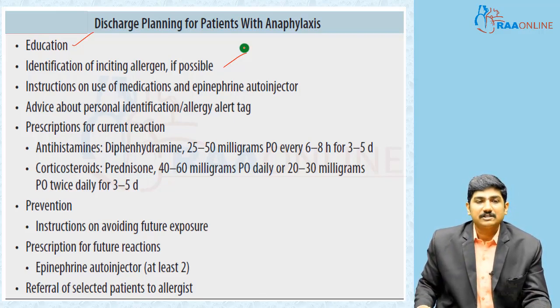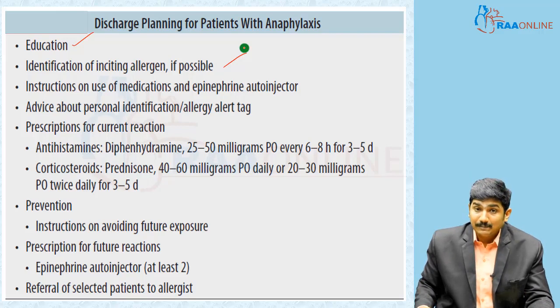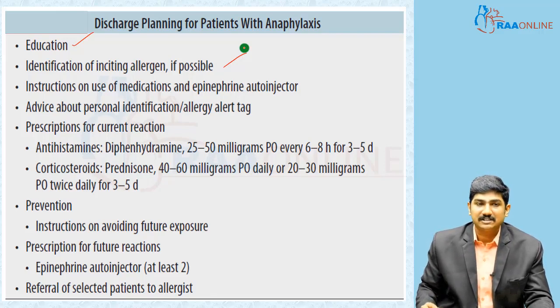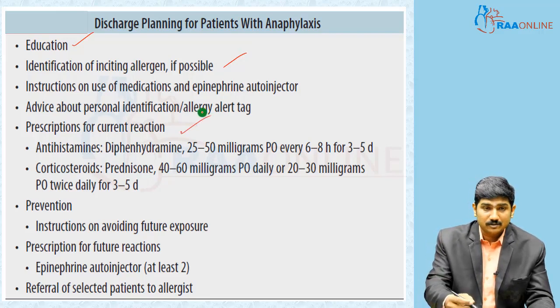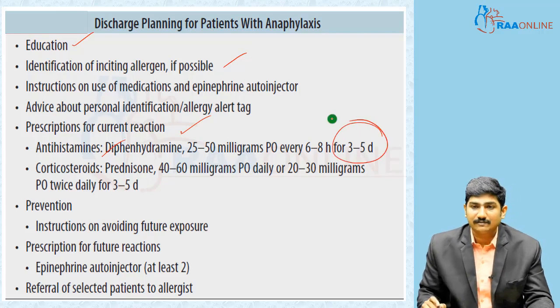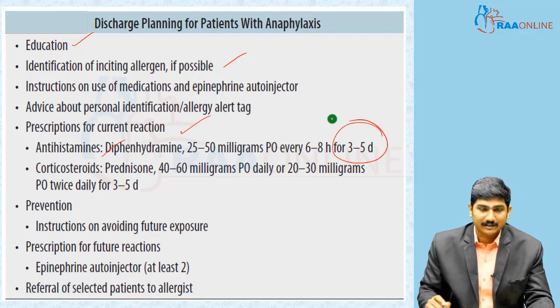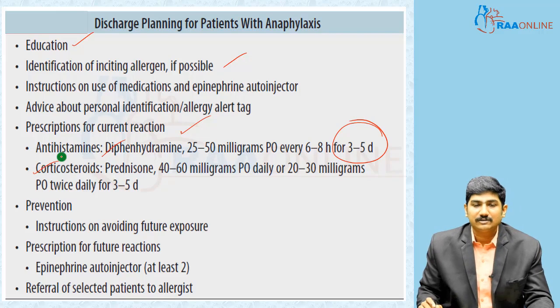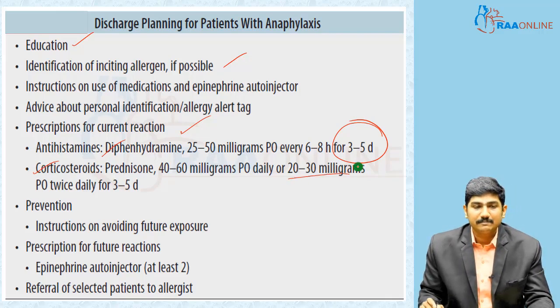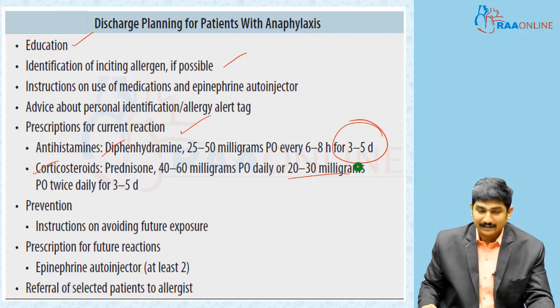Instructions on use of medication, EpiPen, everything needs to be educated. And a personal identification allergy tag: if an allergen is identified, it's better to give them that allergy tag as well. For the current reaction prescriptions, you need to give them diphenhydramine. Of course, I told you 3 to 5 days of OP medicines is also required. Corticosteroids, 40 to 60 milligrams of prednisolone or 20 to 30 milligrams orally twice daily for 3 to 5 days again.